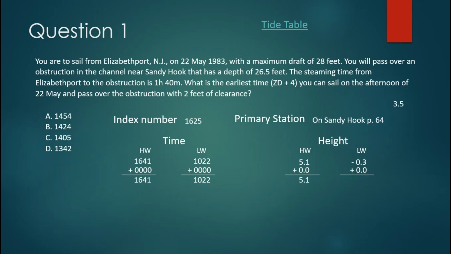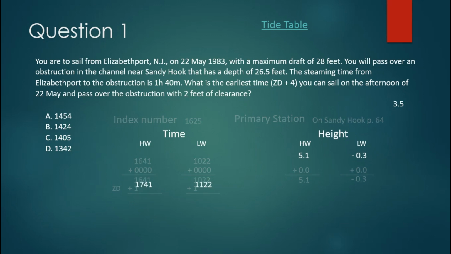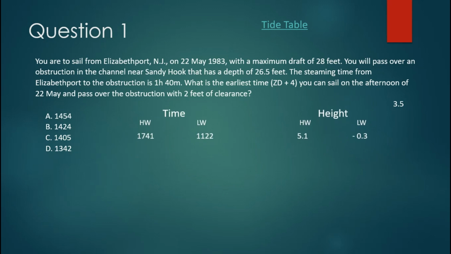Do our arithmetic, and then the next thing we're going to check is our zone description. This problem we have a ZD plus 4, so we'll apply that correction to our times, and we come up with 1741 for high water and 1122 for low water. And let's go ahead and get our duration and our range of the tide.